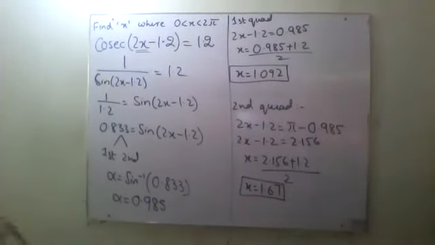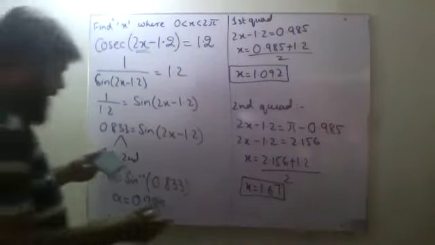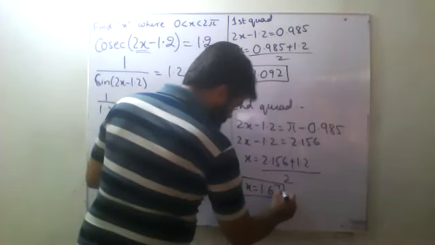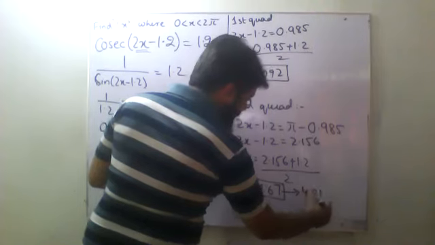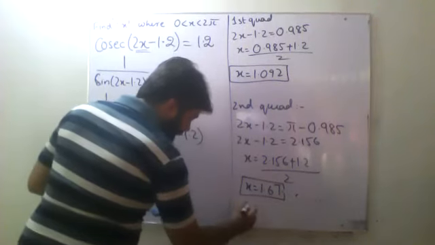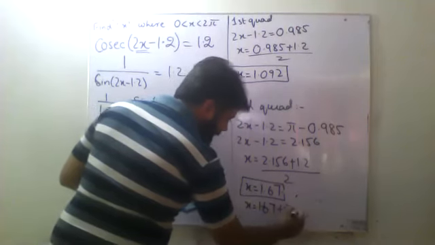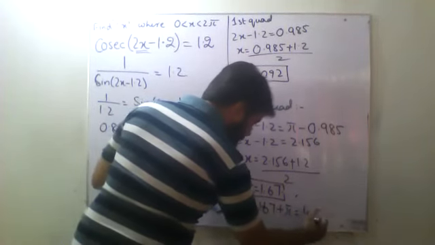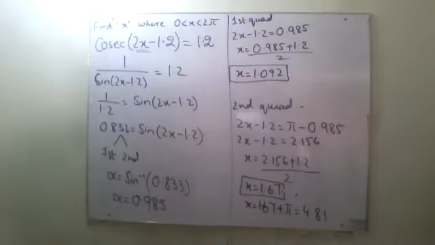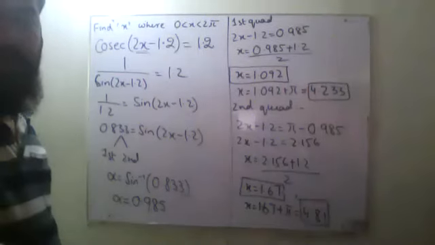So what I am going to do over here, first of all, I will add pi over here, and my answer is coming 4.81. I have added in this one, x equals 1.67 plus pi, and my answer is coming 4.81. Okay, this is my answer coming, and when I add over here, all four boxed answers are in front of you.